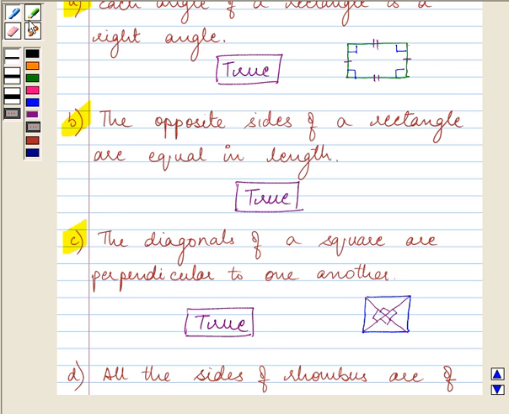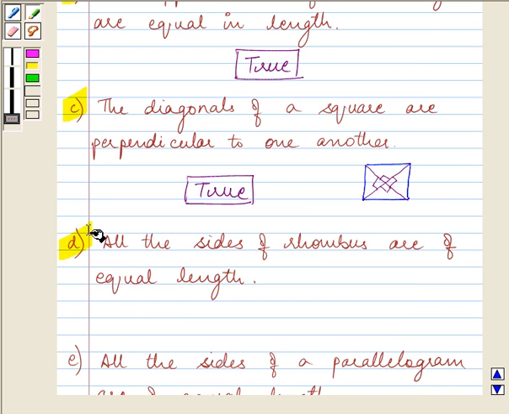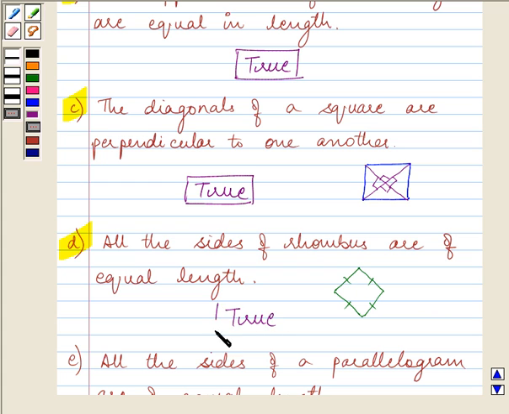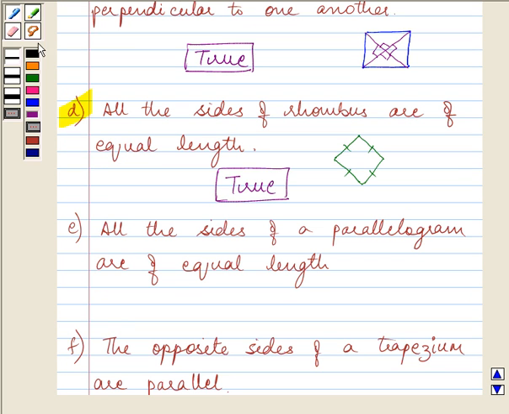statement. Proceeding on further with the D part, it says all the sides of the rhombus are equal in length. That is a true statement, as one of the properties that we have studied is that in the rhombus all the sides are of equal length. Hence, the answer will be again true.